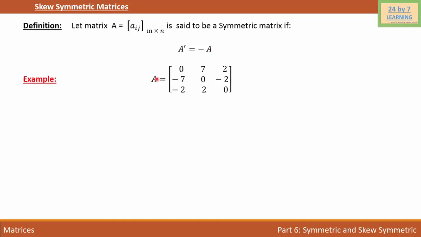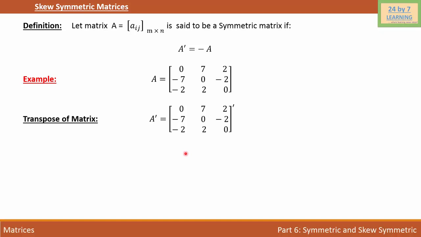Let A be a matrix with elements 0, 7, 2, negative 7, 0, negative 2, negative 2, 2, 0. Let's find the transpose of matrix A. So A dash is equal to the transpose of matrix A, which is right here.